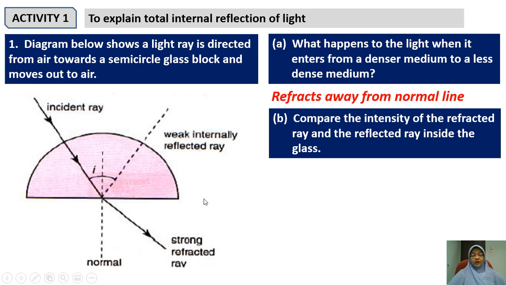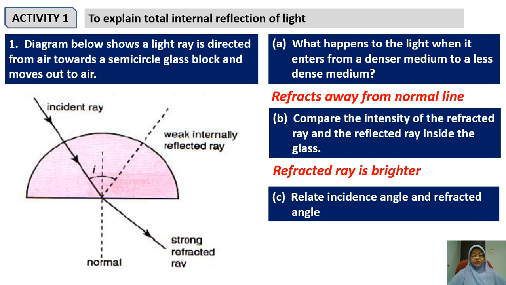Compare the intensity of the refracted ray and the reflected ray inside the glass. So there is also a refracted ray, but it's very weak internally. So the reflected ray is brighter. Relate incident angle and refracted angle. So this is the incident angle, this is the refracted angle. So directly proportional. As I increase i, r will also increase.